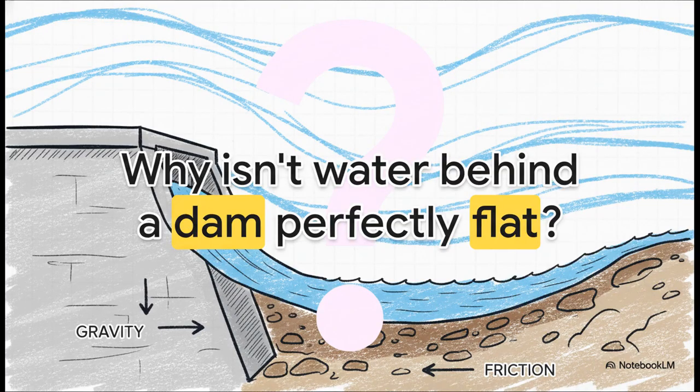All right, let's kick things off with a question that seems super simple, but the answer is fascinating. Why isn't the water behind a dam perfectly flat? Like the water in your bathtub. Instead of this level pool, it makes this long, gentle curve. So what's the deal with that?